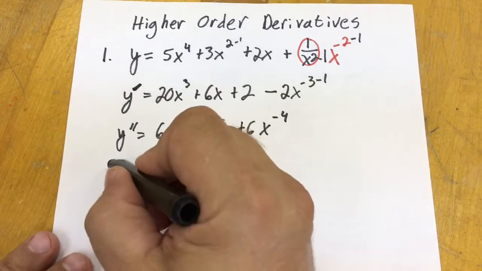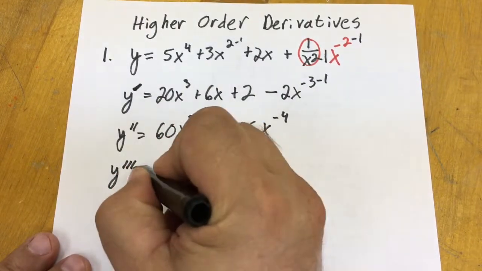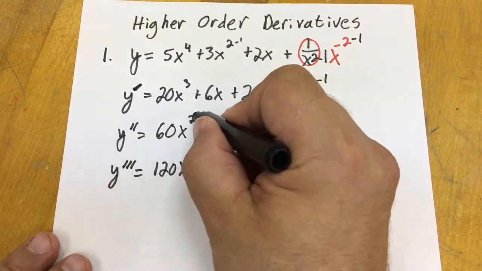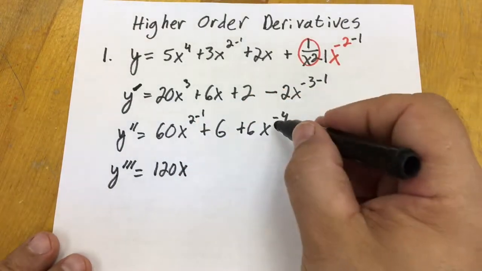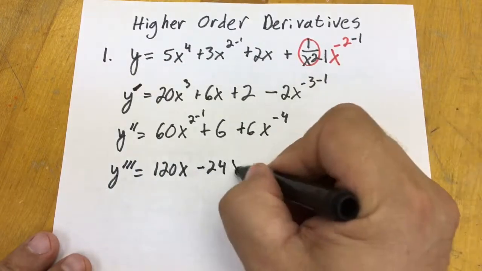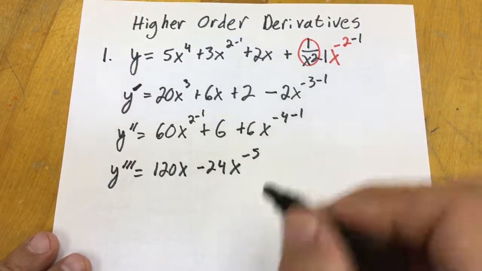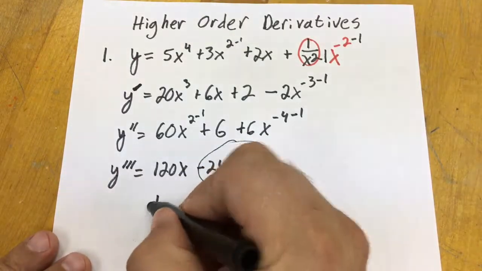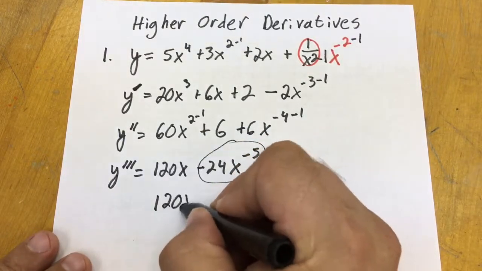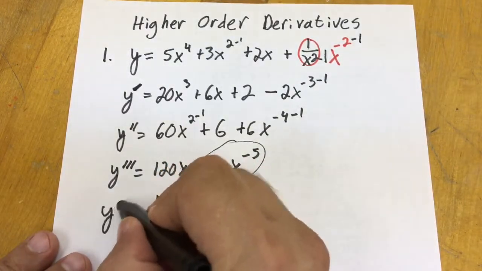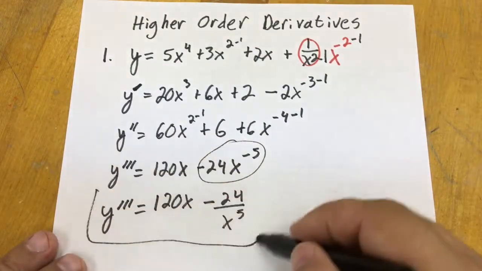And the third derivative. And that's going to give me 120, because 2 times 60 is 120. x, when I subtract 1 to the first, that goes away to nothing. And then I'm going to find this derivative, negative 24, because negative 4 times 6. x to the negative fifth. Now sometimes they might ask you to rewrite that as a positive exponent, so it would be 120x minus 24 over x to the fifth. And that would give me my third higher order derivative.